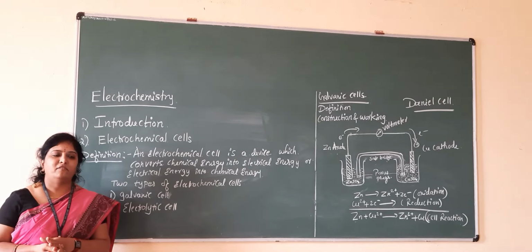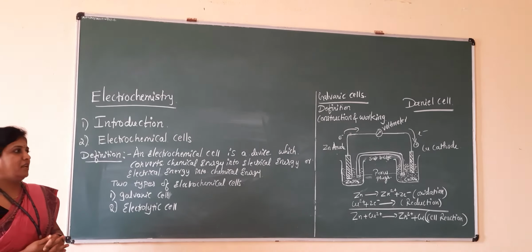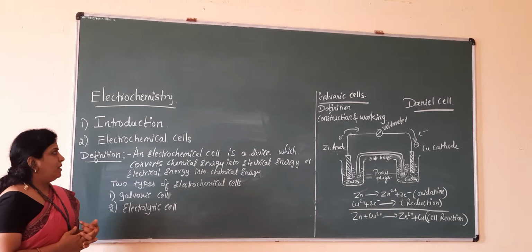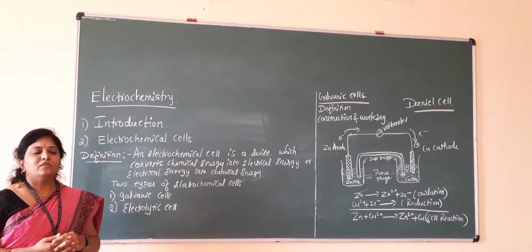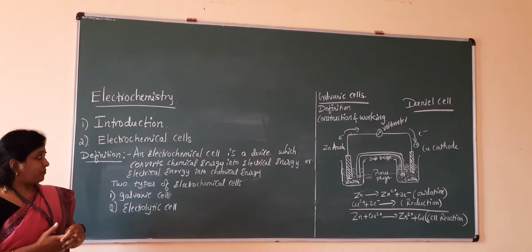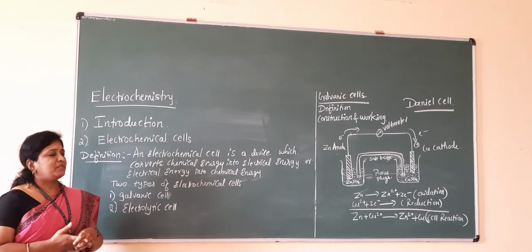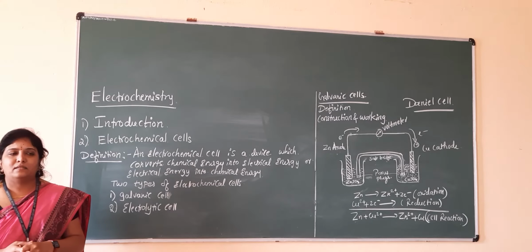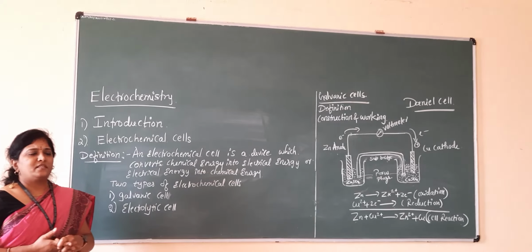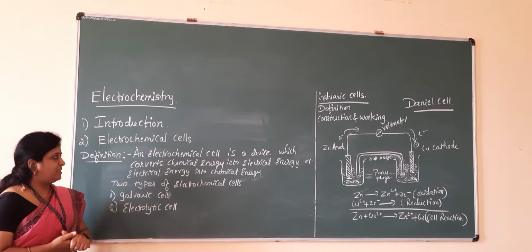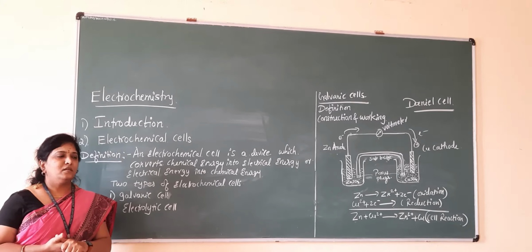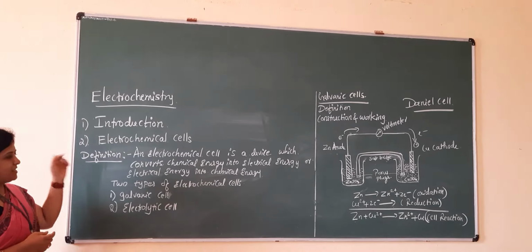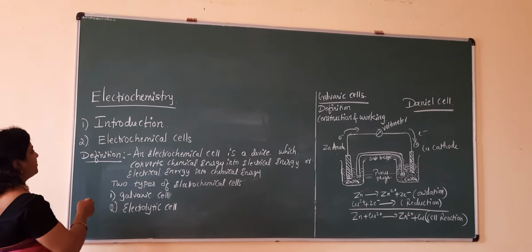For example, it finds applications in electroplating, electroforming, and electroproduction of metals. So electrochemistry is a study of basic fundamental aspects about electrochemical cells. This is a very interesting topic for scientists and also metallurgists. Now we have to see what is an electrochemical cell. So let us see the definition of electrochemical cell.